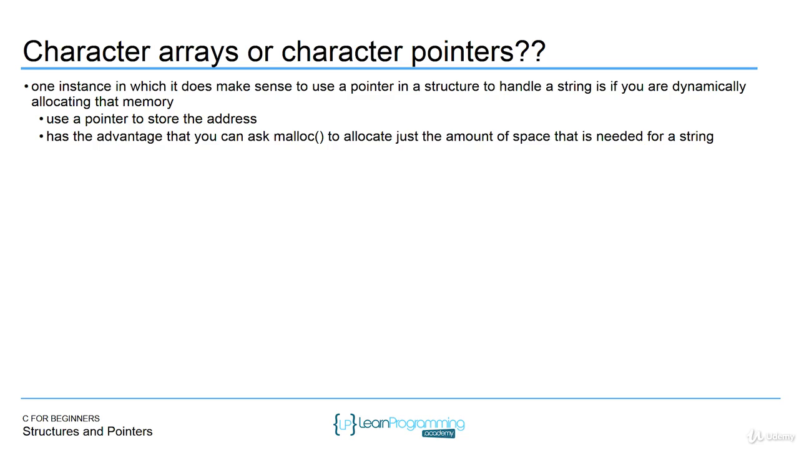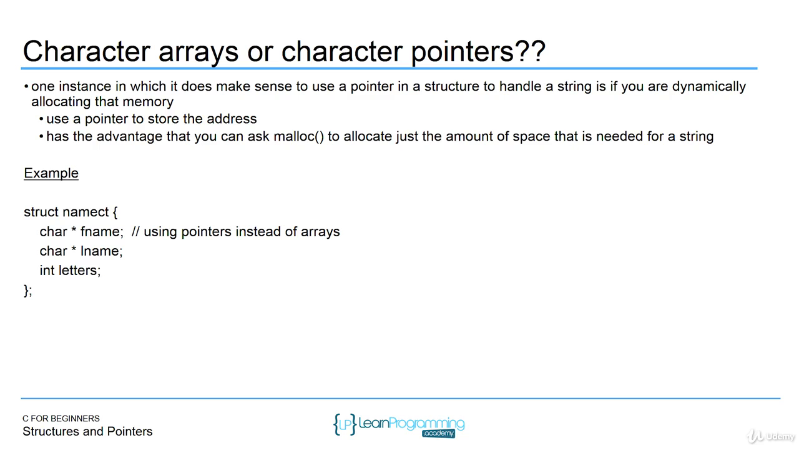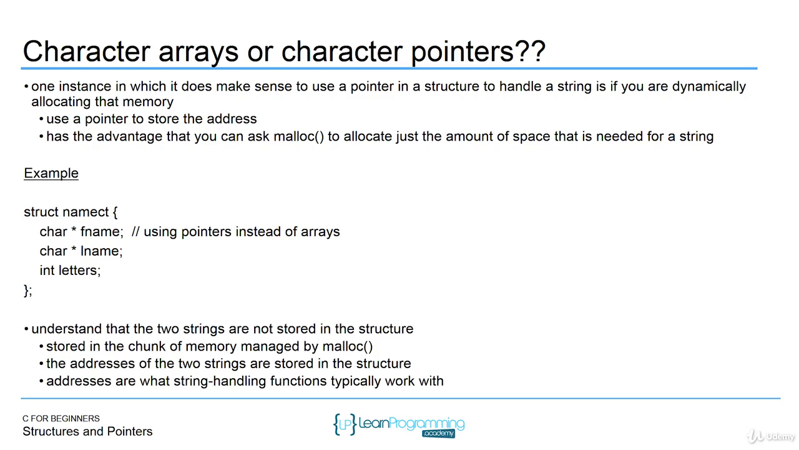So you're going to use malloc on any pointers created inside of a struct. In this case, you have a struct named name count. You have two character pointers, fname and lname, and then you have an int, letters. The two strings inside here are not stored in the structure. We only create memory for the pointers, which contain addresses. We want to create memory for what the pointers are pointing to. So we want to store that in a chunk managed by dynamic memory allocation, which is using malloc.